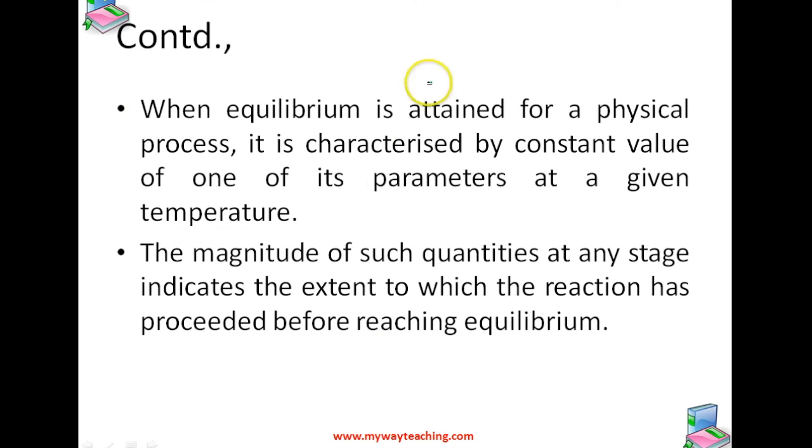When equilibrium is attained for a physical process, it is characterized by a constant value of one of its parameters at a given temperature. The magnitude of such quantities at any stage indicates the extent to which the process has proceeded before reaching the equilibrium.